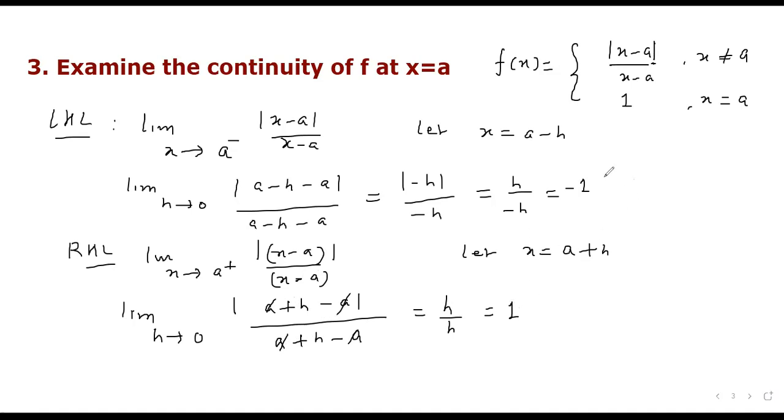In LHL we have got minus 1. In RHL we have got 1, and the value of the function is 1. So all three are not equal. So we say that the function is discontinuous.